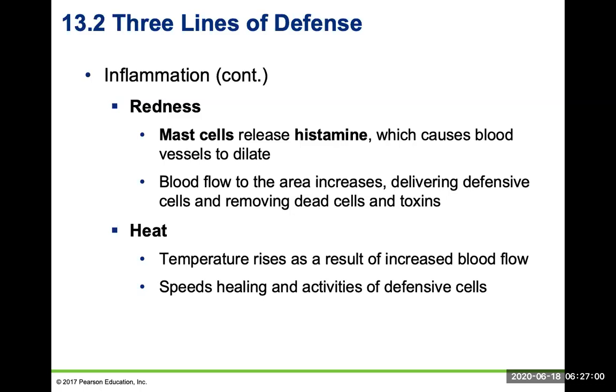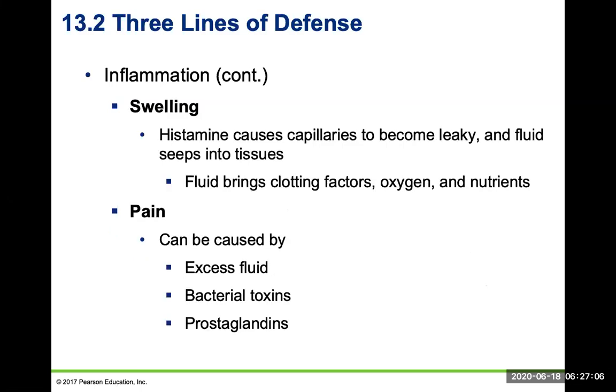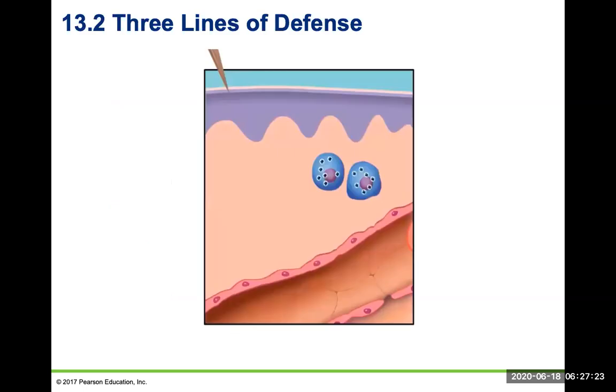Heat: temperature rises as a result of increased blood flow, and this helps to speed healing and activities of defensive cells. Swelling: histamine also causes your capillaries to become leaky, so fluid will seep into the tissues and bring clotting factors, oxygen, and nutrients. And pain can be caused by excessive fluids, bacterial toxins, or prostaglandins.